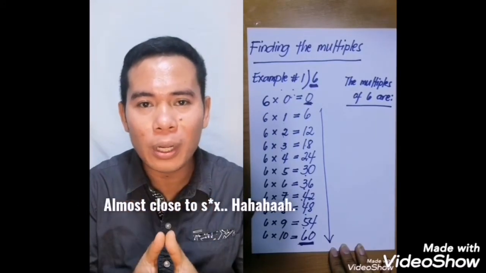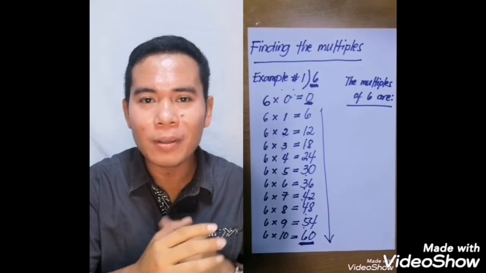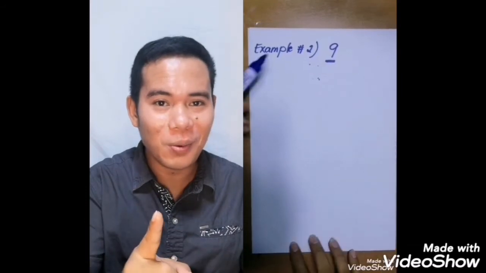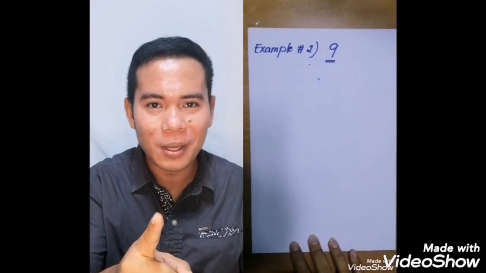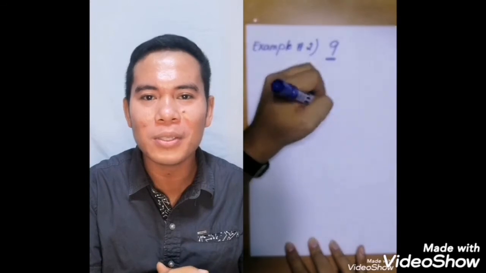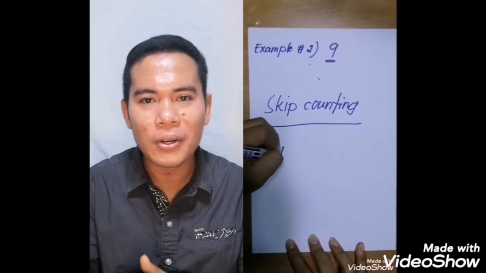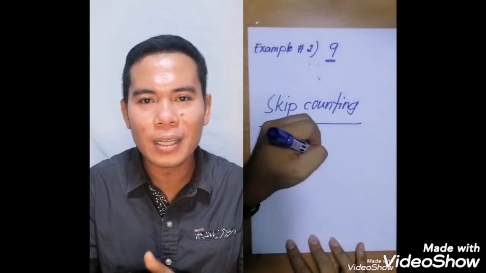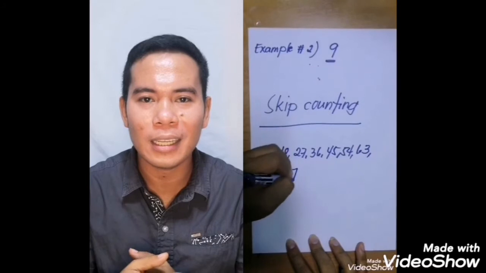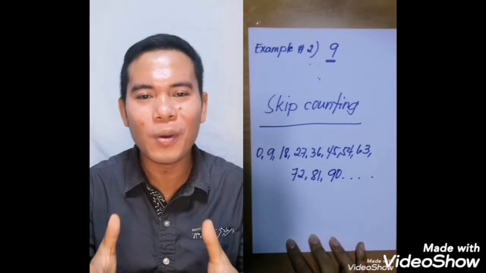Or do you want to have one more example in finding the multiples of a certain number? Okay, one more example. Let's find the multiples of 9. I know you already have an idea of how to find the multiples. If you're good in doing the skip counting, then that's exactly how we find the multiples of a certain number. So when you do the skip counting by 9: 0, 9, 18, 27, 36, 45, 54, 63, 72, 81, 90, so on and so forth, then those are the multiples of 9. We just simply do the skip counting. Okay, that's it. Any question?